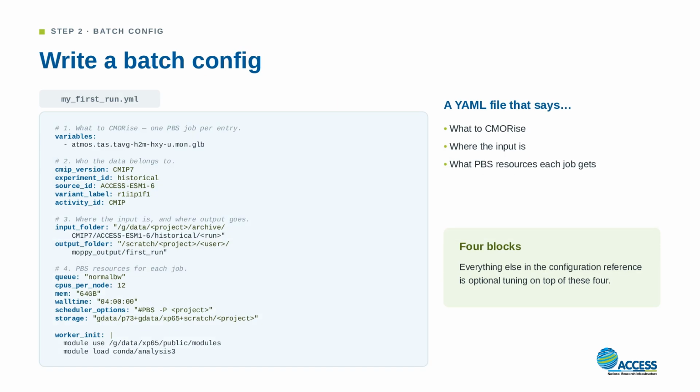Step 2. Write a batch config. A batch config is a YAML file that says what to CMORise, where the input is, and what PBS resources each job gets. This is a complete, working, minimal example. 1 variable, access-esm1.6, CMIP7. It's 4 blocks and we'll take them one at a time.